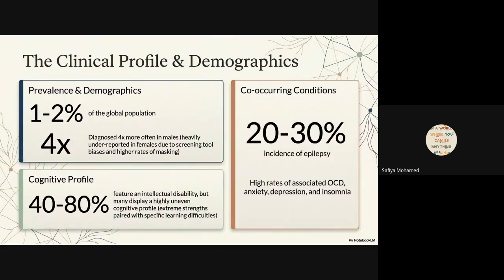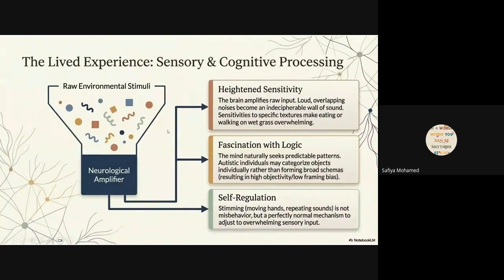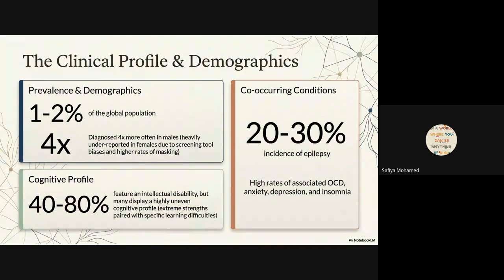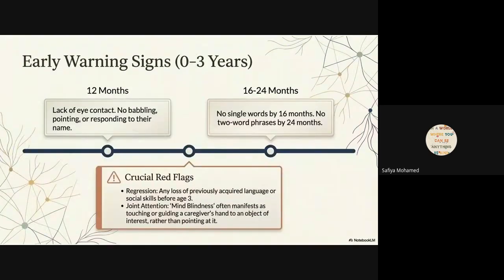Co-occurring conditions. 20 to 30% of these people are also diagnosed with epilepsy. High rates are associated with OCD, anxiety, depression, and insomnia. So if you hear anybody speaking about that, have them go and check themselves out. You never know. Once they know what they have, they can then educate themselves on how to deal with the condition that they are living with, or the condition that their loved one, their child, their niece, their neighbor, whoever it is, is living with. All right. Next slide, Leanne.